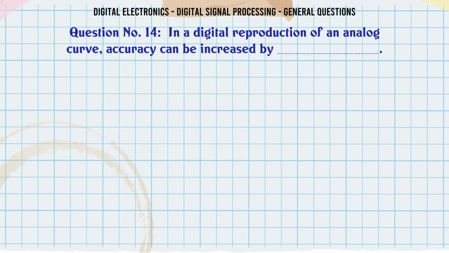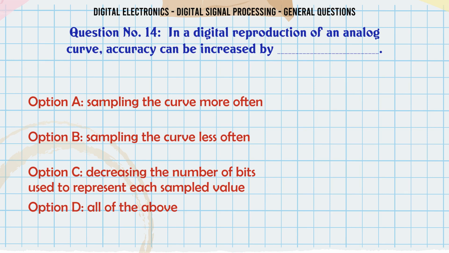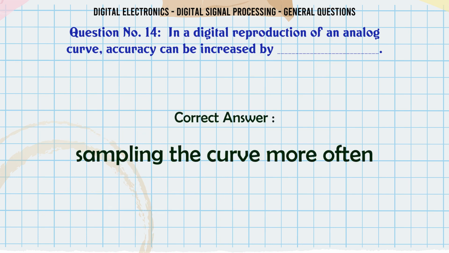In a digital reproduction of an analog curve, accuracy can be increased by A. Sampling the curve more often, B. Sampling the curve less often, C. Decreasing the number of bits used to represent each sampled value, D. All of the above. The correct answer is sampling the curve more often.